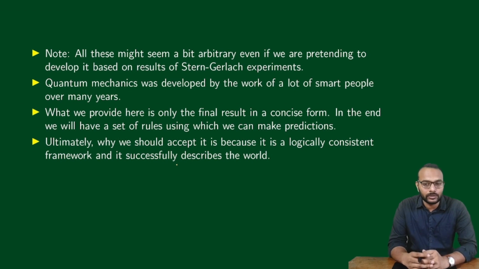Over many years, it took the smartest people in the world many years to develop quantum mechanics, and they didn't understand exactly what was going on. They were trying different types of mathematical frameworks, and things got difficult. They had a tough time developing quantum mechanics. Now, what we provide here is only the final result of all these things in a concise and beautiful manner, what we call the Dirac notation.